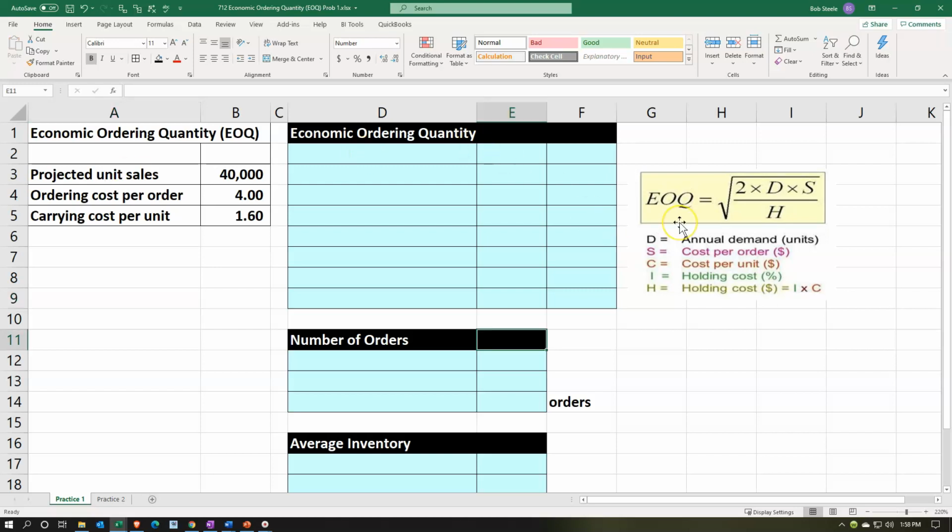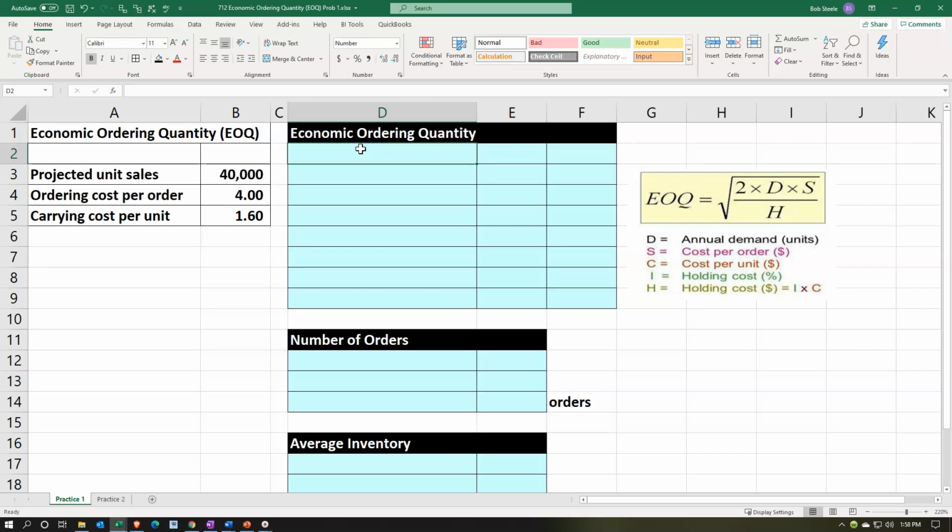We have our formula on the right-hand side. What we're looking for is the economic ordering quantity, in other words, the ideal ordering size that will balance out 2 factors, which we will discuss in a second, to give the optimal ordering size. That could also give you the optimal number of orders that you want over a certain time period, say a year. So let's break that down a little bit further.